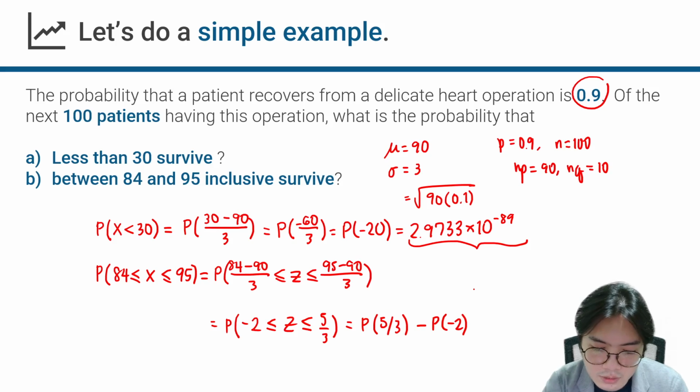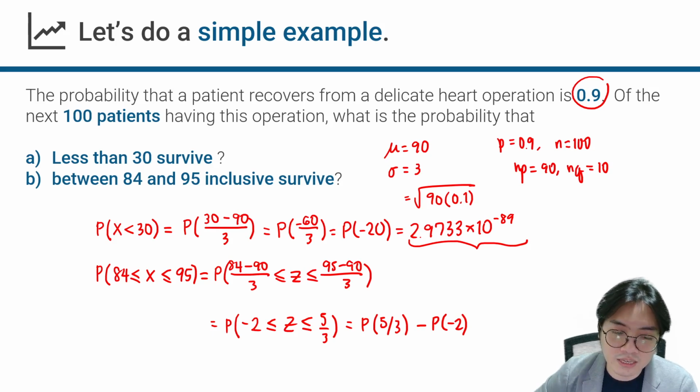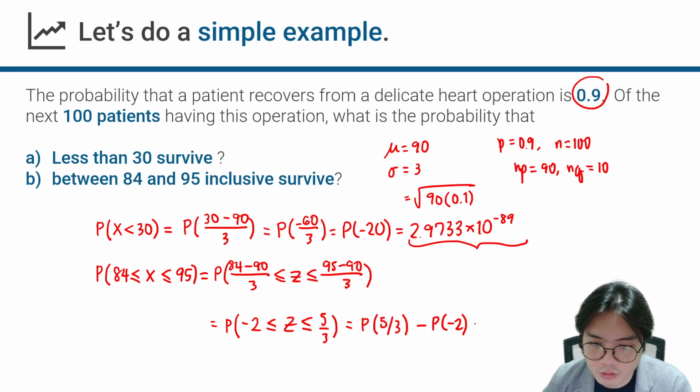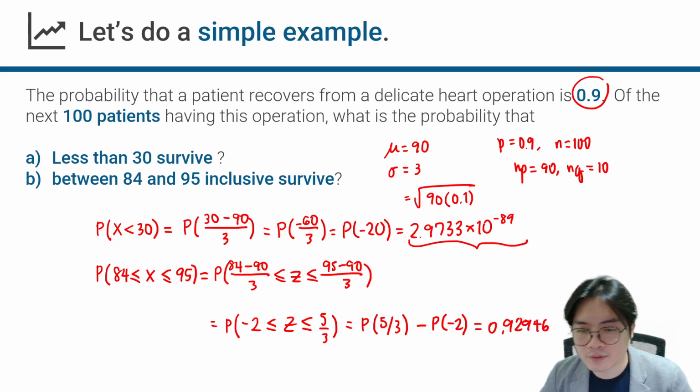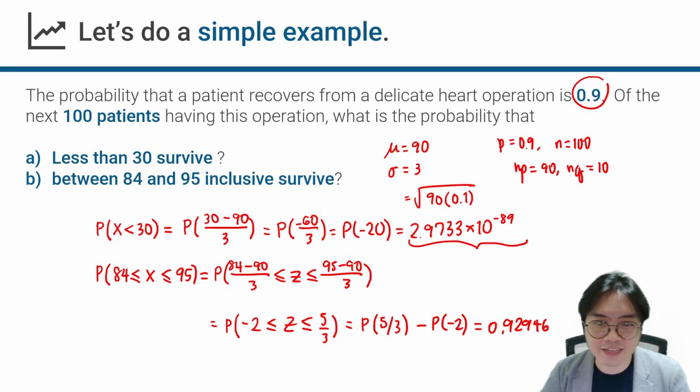In this case, 5/3 minus -2. This is a very good chance, 0.92946. Okay. So there you go.